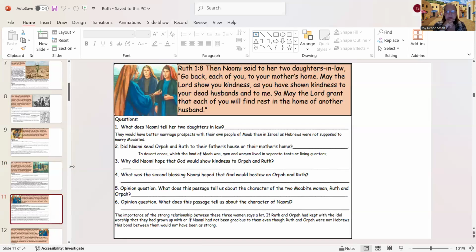Ruth 1:8. Then Naomi said to her 2 daughters-in-law, Go back, each of you, to your mother's home. May the Lord show you kindness as you have shown kindness to your dead husbands and to me. May the Lord grant that each of you will find rest in the home of another husband. What does Naomi tell her 2 daughters-in-law? To go back to their mother's home, basically back where they were raised.